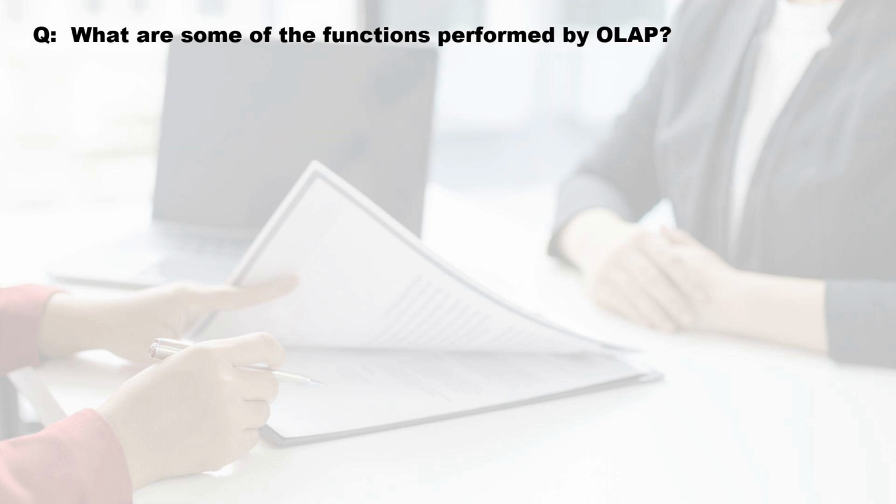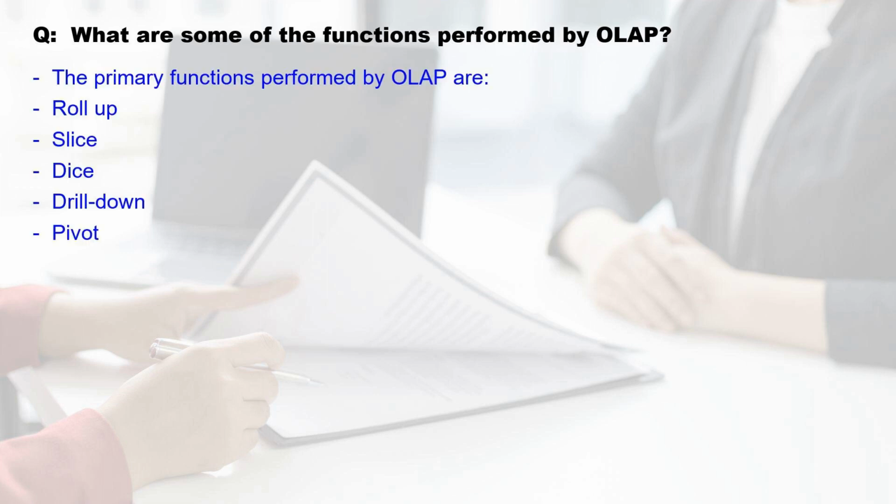What are some of the functions performed by OLAP? The primary functions performed by OLAP are roll up, slice, dice, drill down, pivot.